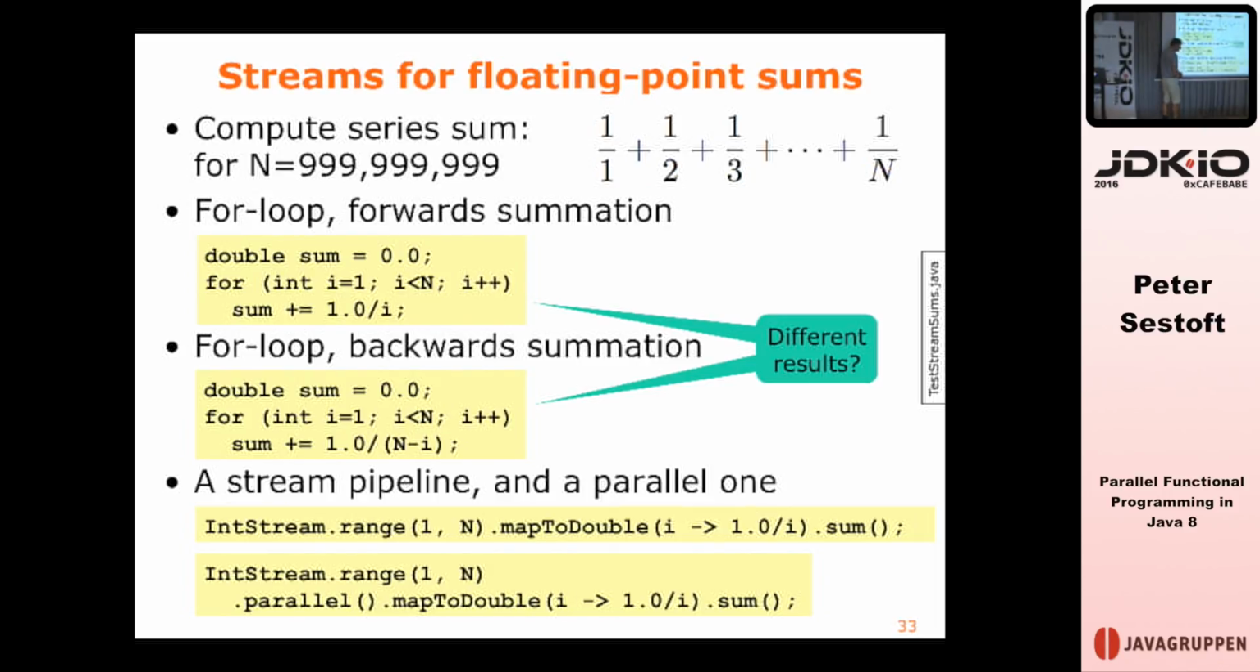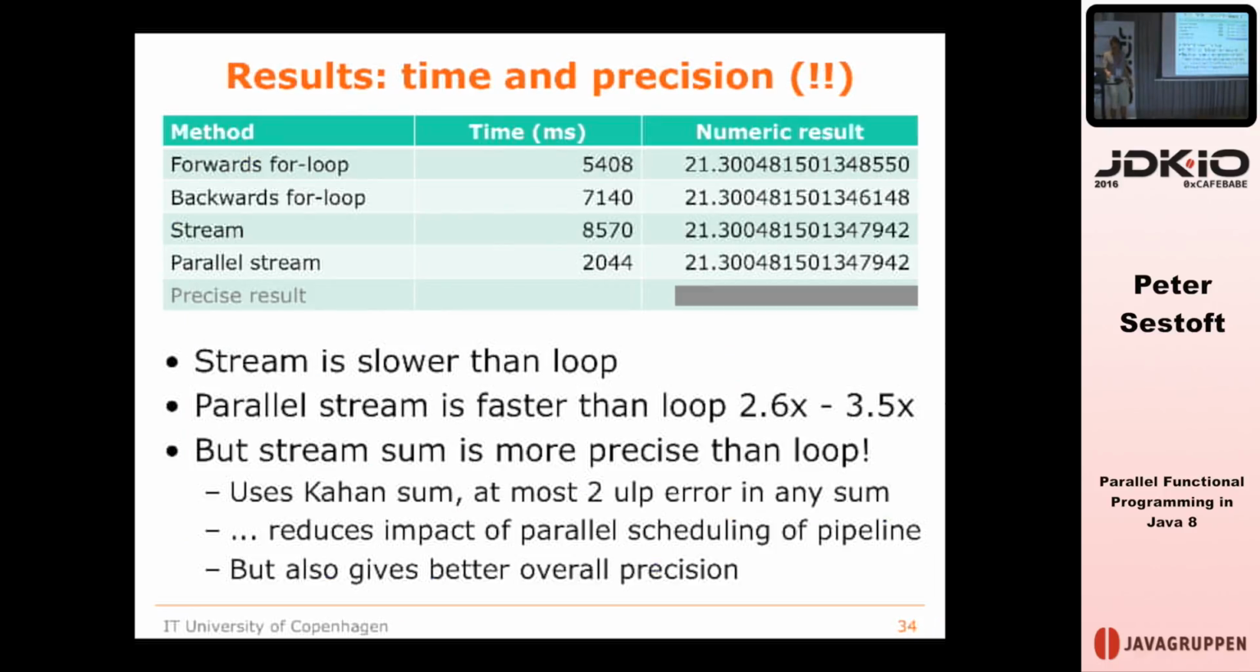You can create an integer stream of the 1 billion elements and then apply this map-to-double function that takes an integer and returns 1.0 divided by I, and then you get a stream of doubles, actually a double stream. And then you could compute the sum of that with a built-in function for that purpose. Or you could even do it in parallel. And again, you might wonder, would these produce the same result? Because here we are doing it in that order, and here we are doing it in any sort of random, strange order, depending on the scheduler.